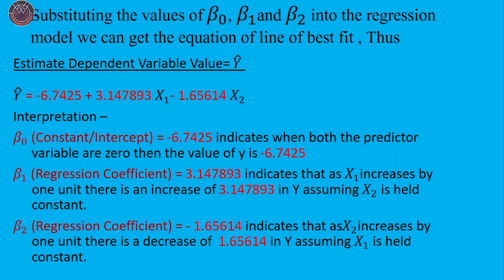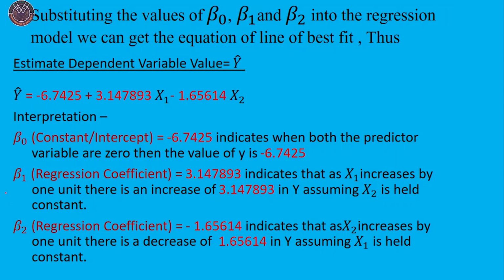So beta 0 is the constant or intercept, and it is equal to minus 6.7425, and it indicates that when both the predictor variables are 0, then the value of y is minus 6.7425. Or we can say when the values of x1 and x2 are 0, then the estimated value of y will be equal to minus 6.7425.